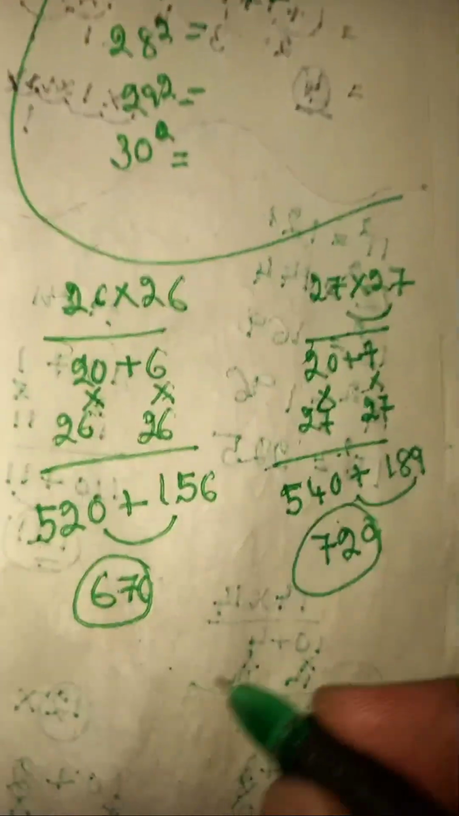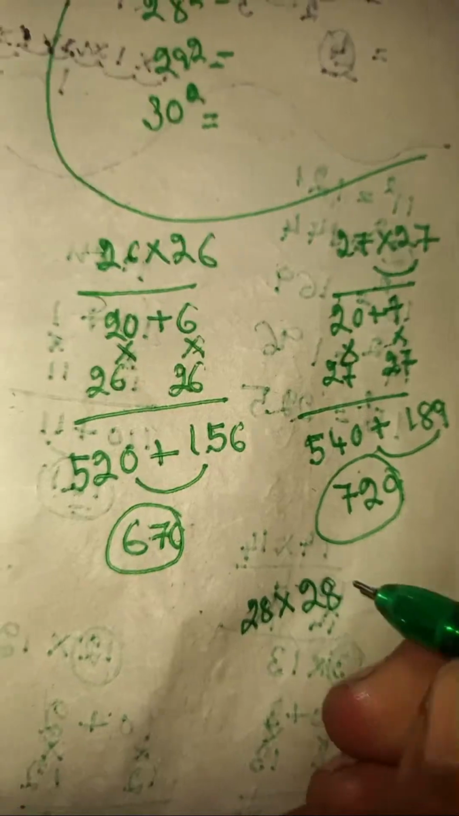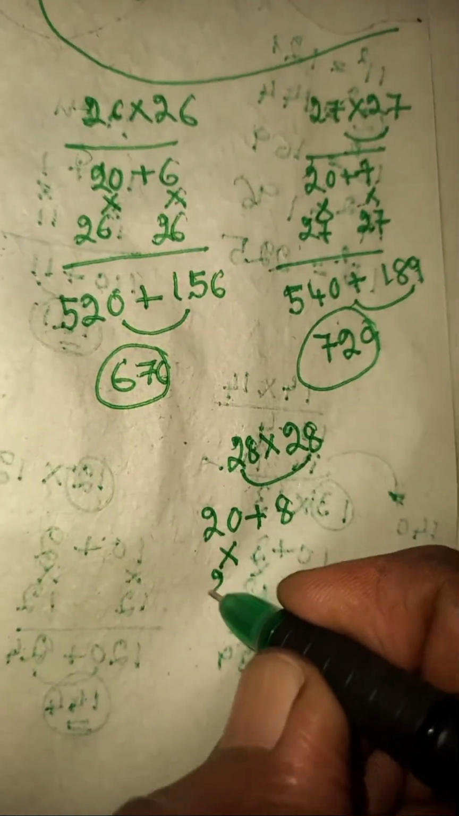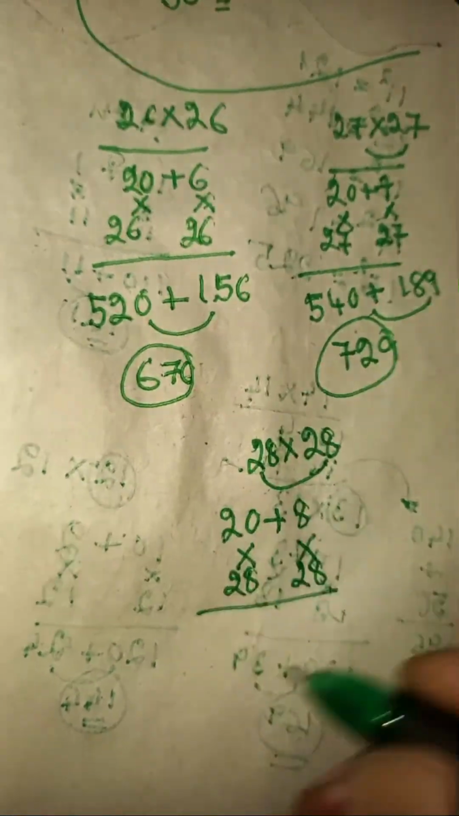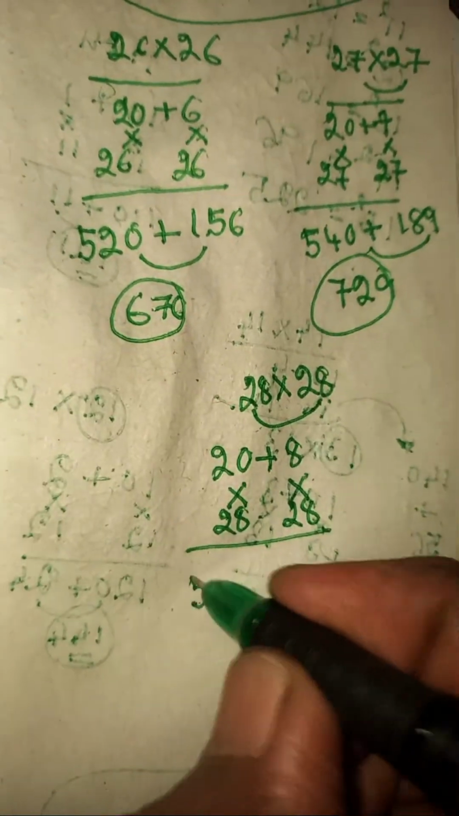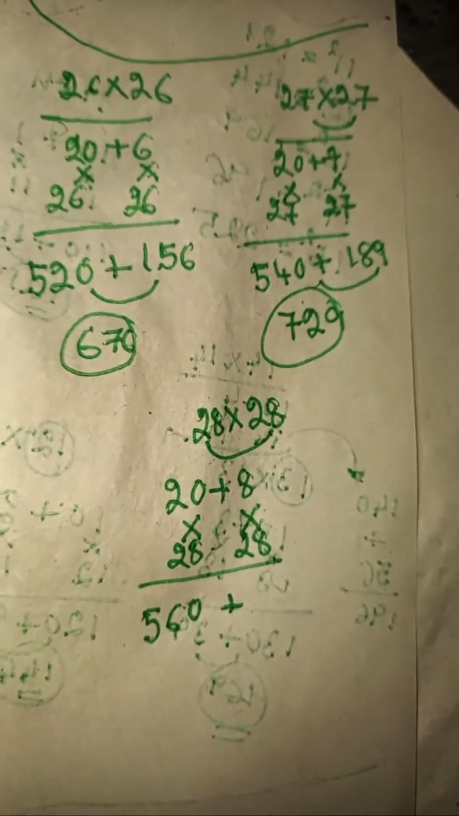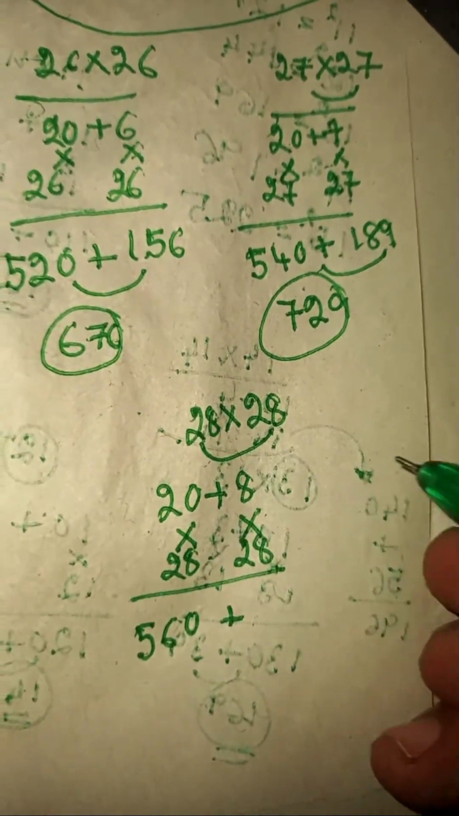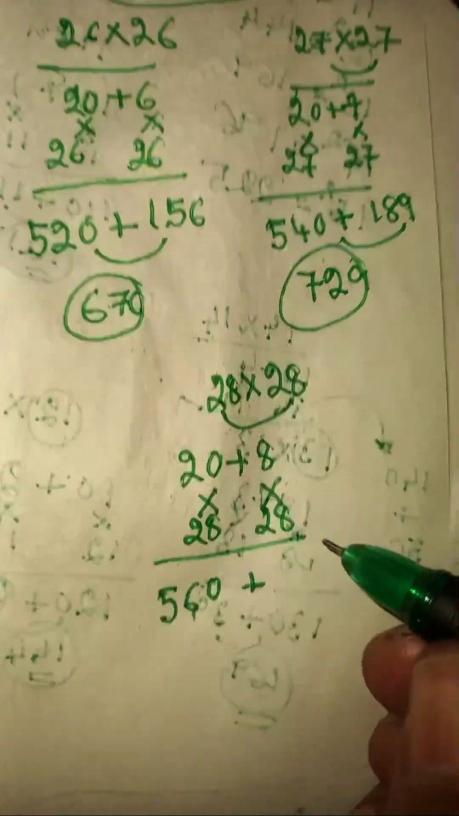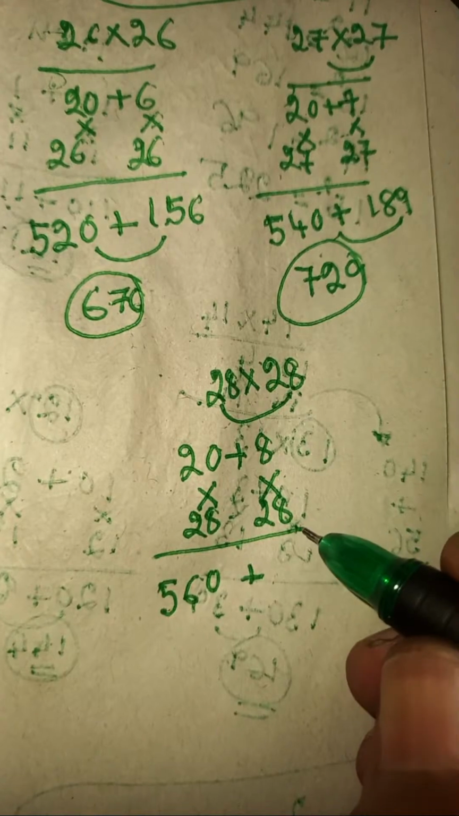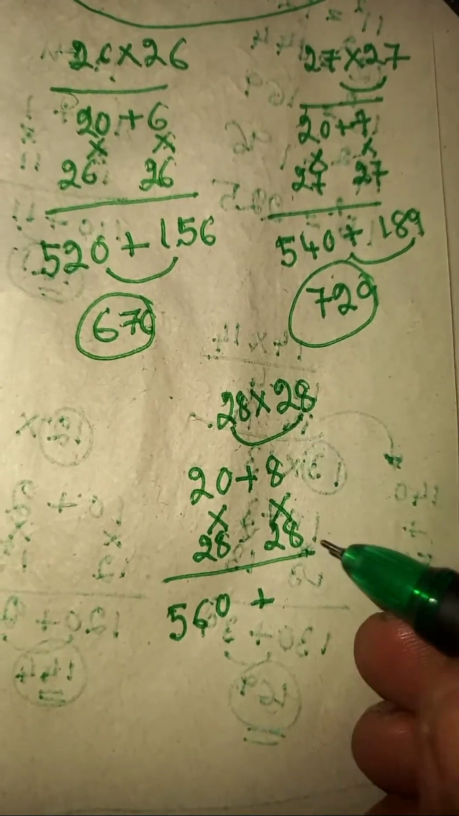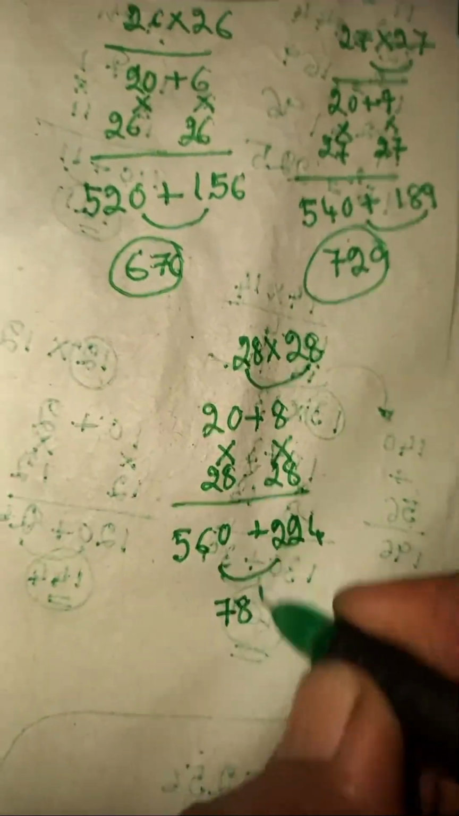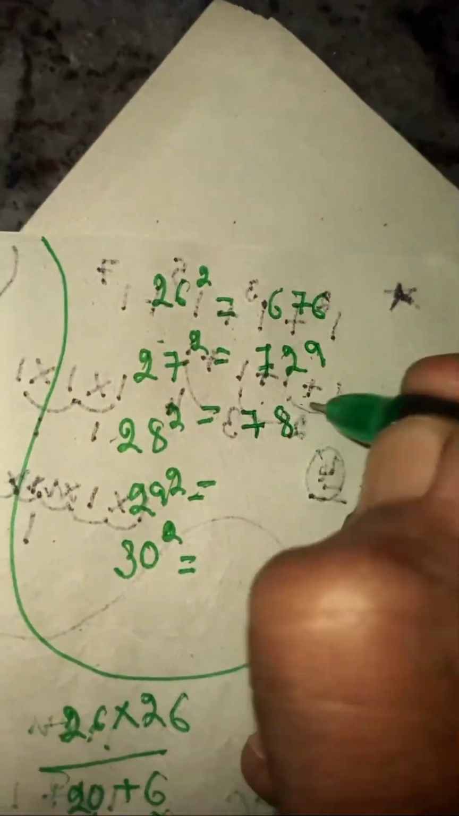Now let's do 28 square. 28 times 28. When you multiply, it is 20 plus 8, and here also 28 and here also 28. You're going to get 28 times 2 is 56, so it is 560. 28 times 8 is 224. When you add them, you're going to get 784, and it's equal to 784.